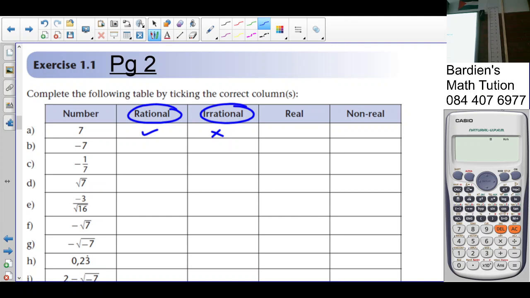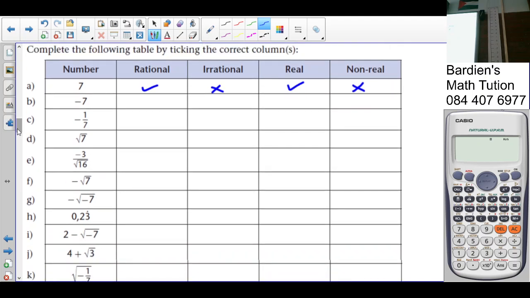It can be none of the two here, like the square root of negative 4, or 5 over 0. But it will never be rational and irrational at the same time, not so? Is it real? Yes. Is it not real? No. Something can't be real and non-real at the same time. Okay. Negative 7, rational, irrational, real, right? Negative 1 over 7, rational, yes, irrational, no, real, yes.